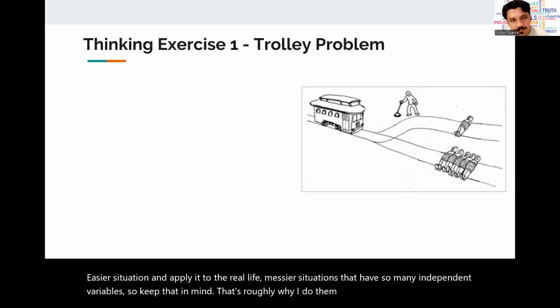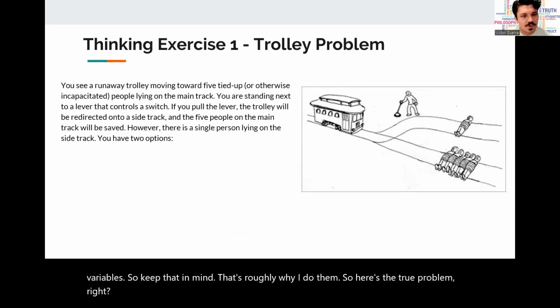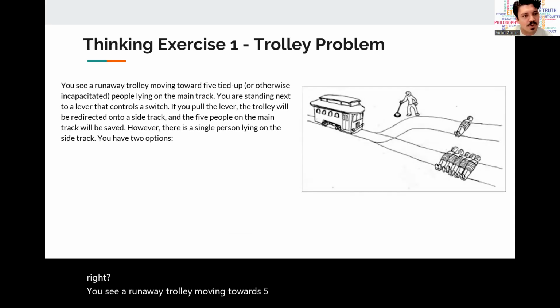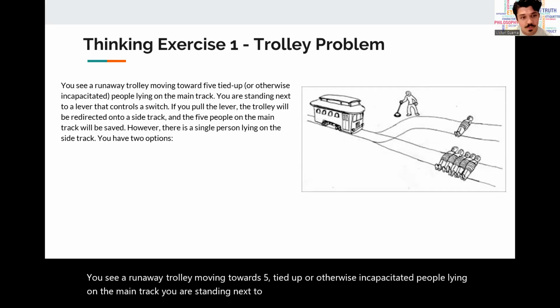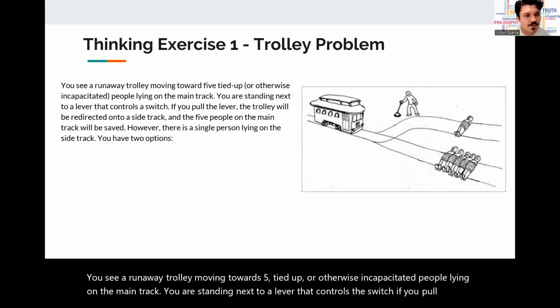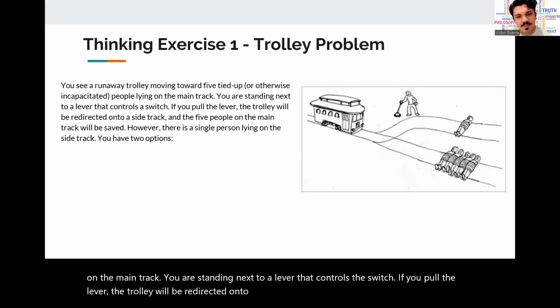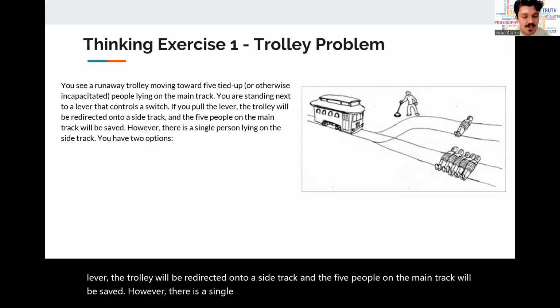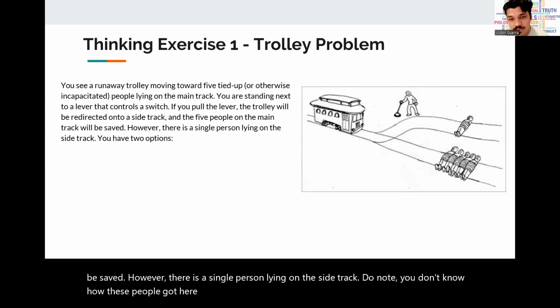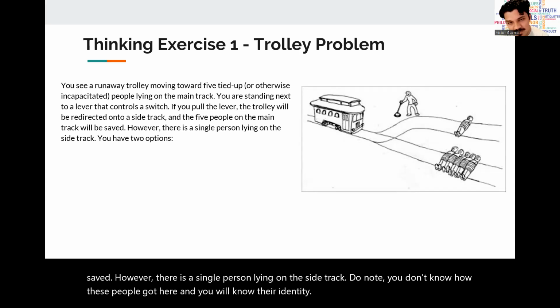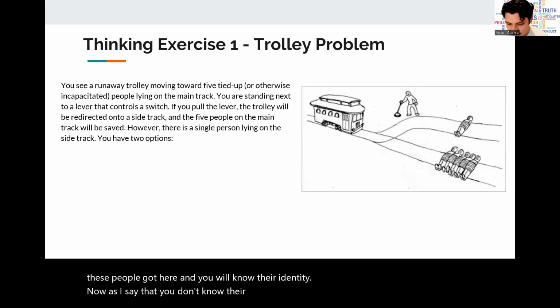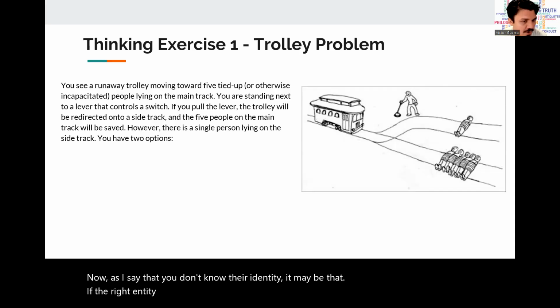So here's the trolley problem. You see a runaway trolley moving towards 5 tied up or otherwise incapacitated people lying on the main track. You are standing next to a lever that controls a switch. If you pull the lever, the trolley will be redirected onto a side track and the 5 people on the main track will be saved. However, there is a single person lying on the side track. Do note, you don't know how these people got here, and you will know their identity. Notice I say that you don't know their identity. It may be that if their identity was given to you, you would know them.